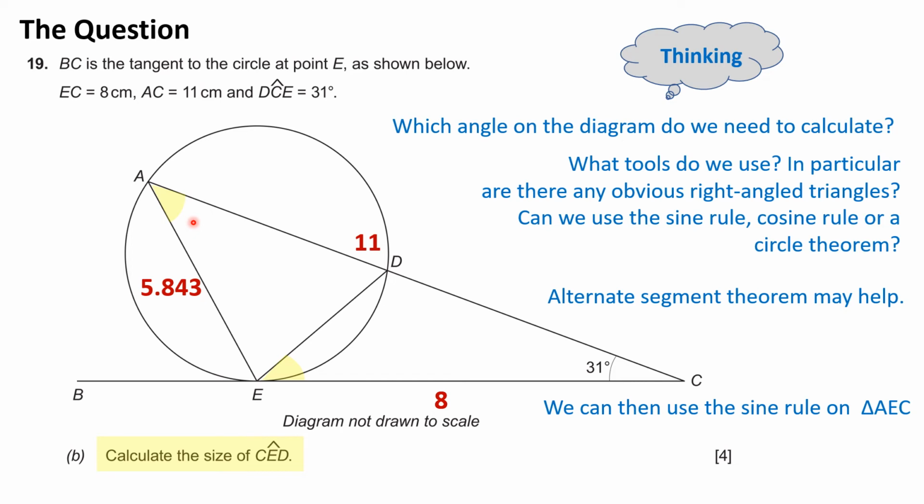Well, the alternate segment theorem may help us, because if we aim for this triangle, we do have plenty of information, because on the triangle AEC we've got 3 side lengths and we've also got an angle. Now, given we've got an angle opposite a side we know, we can use the sine rule. We're aiming for an angle, so we might say the sine of this angle 31 over 5.843 is the same as the sine of this angle up here, angle A over side length A. So that looks like a plan that will work. So let us try that on the next slide.